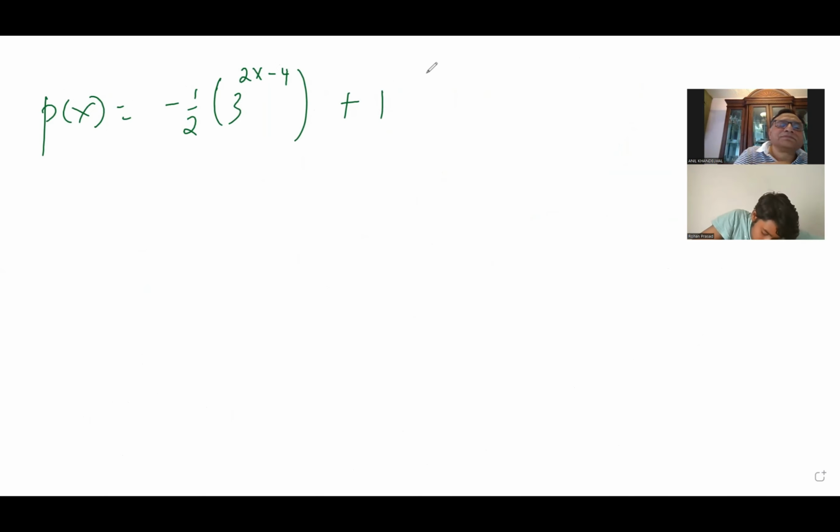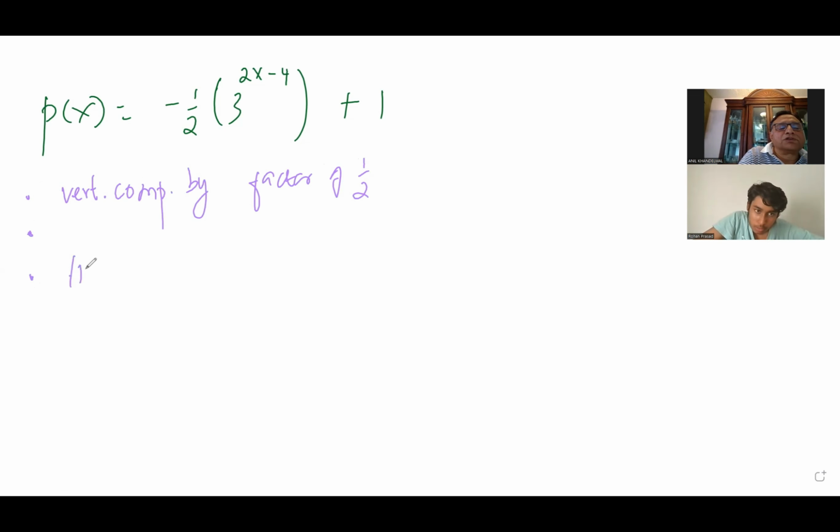It is vertically compressed by a factor of half. Correct? By a factor of half. It is compressed by a factor of half, horizontally. Yes, what else? It is shifted 4 units to the right and 1 unit down.